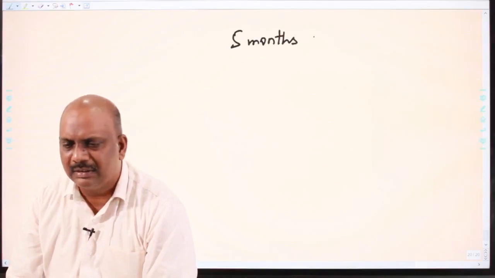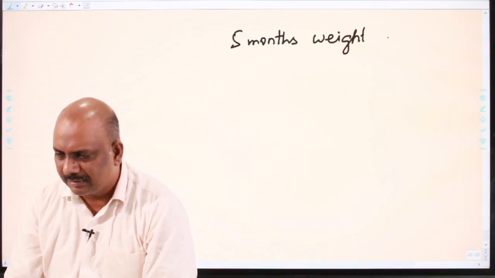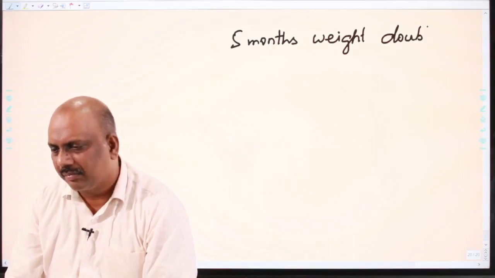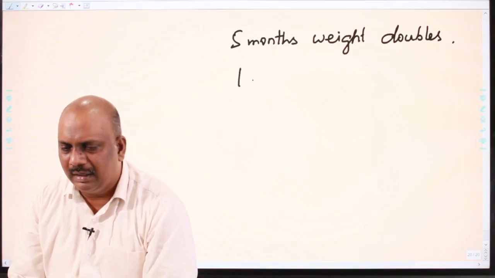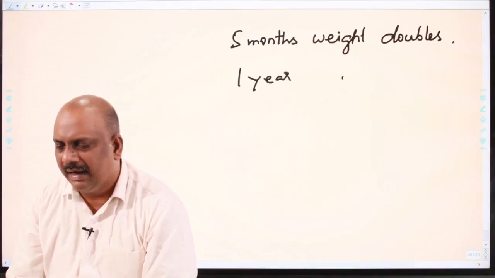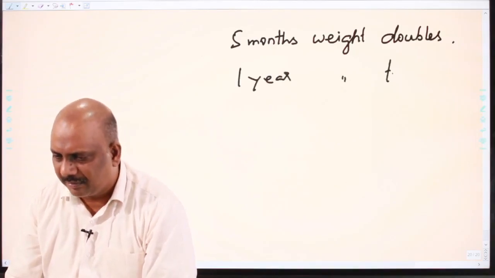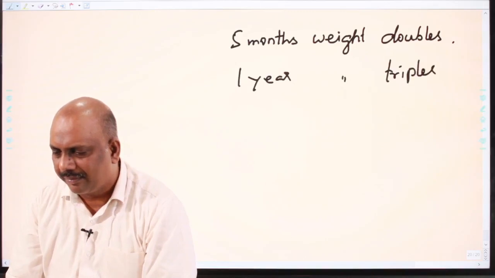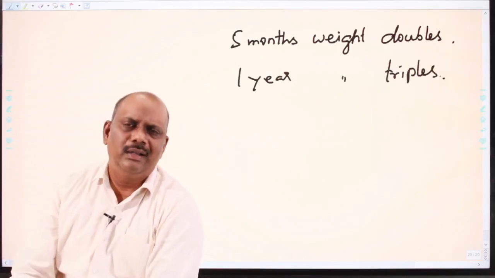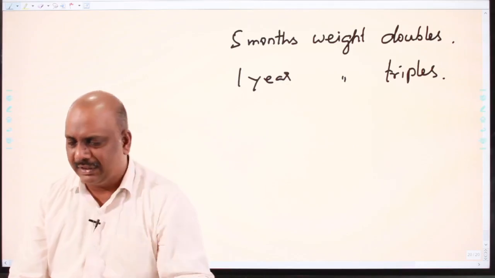At 5 months, the weight doubles. And by 1 year, the weight triples. So there is no need to write all the numbers here. At least if you write this, it is sufficient.